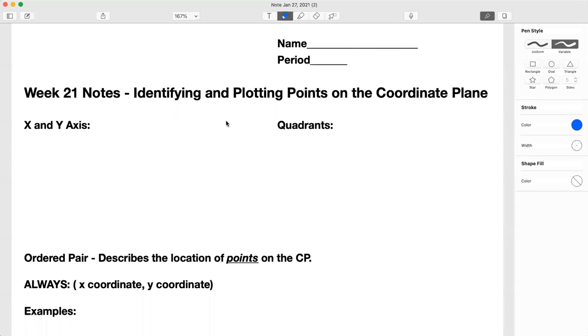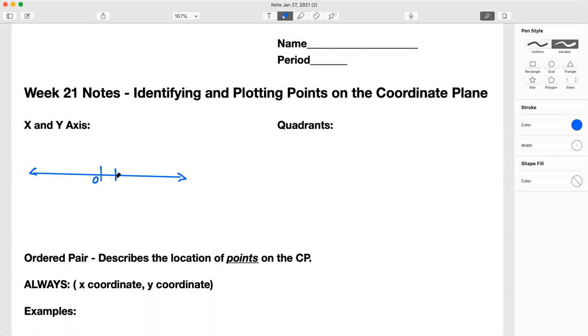Week 21 notes. In this video, we're going to talk about identifying and plotting points on the coordinate plane. Probably something you've done already, but we're going to talk about it and cover it thoroughly. So you probably are familiar with plotting points on the number line.